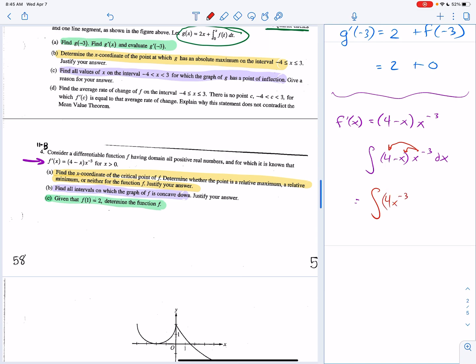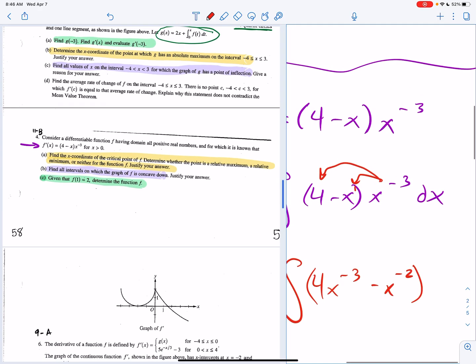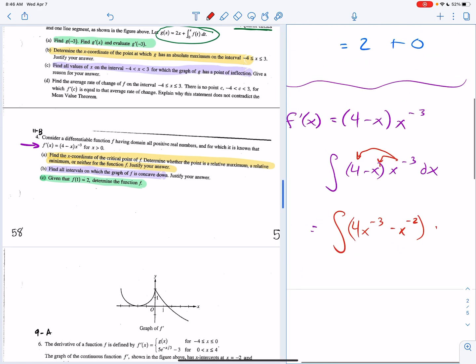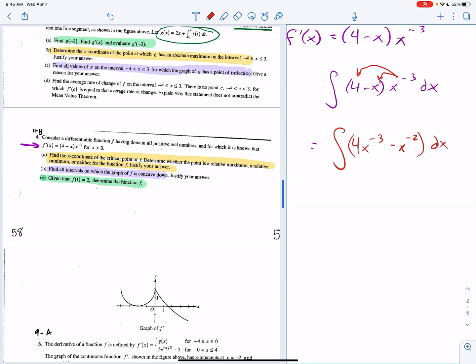Okay? Negative x times x to the negative 3, if you remember power laws of exponents, you're just adding your exponents here. So here, there's like that invisible 1. So 1 plus the negative 3, that'll give you x to the negative 2. Okay? If you're not quite sure how I got that, pause, shoot me a text right now, okay? All right, so this is really easy to integrate. Go ahead and do that and press play.